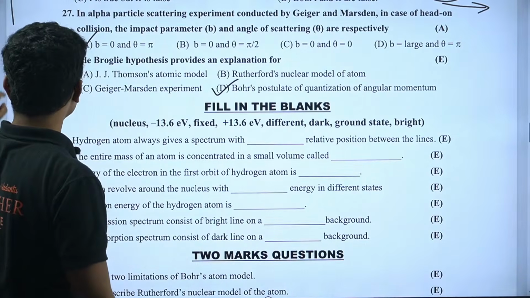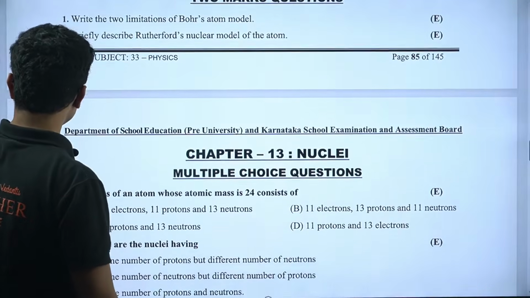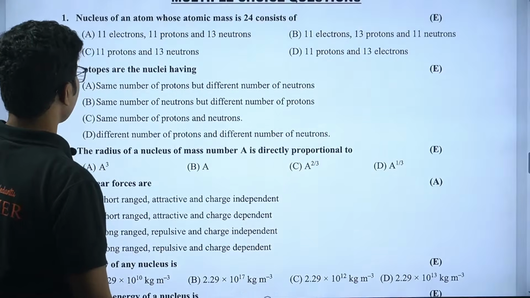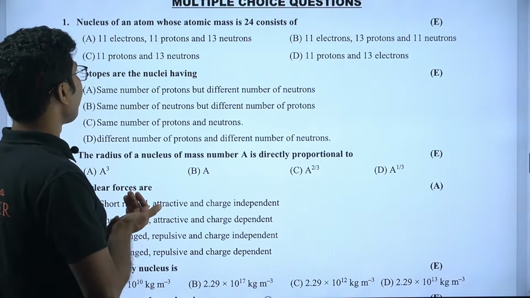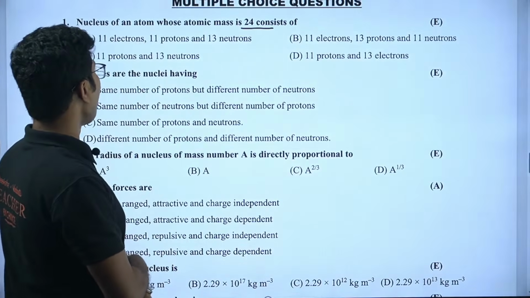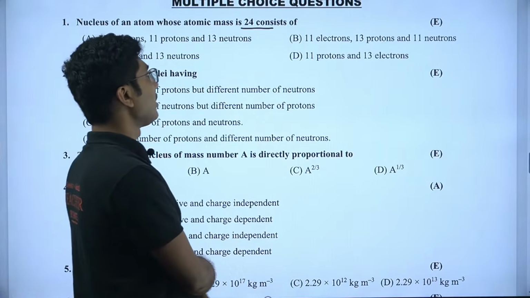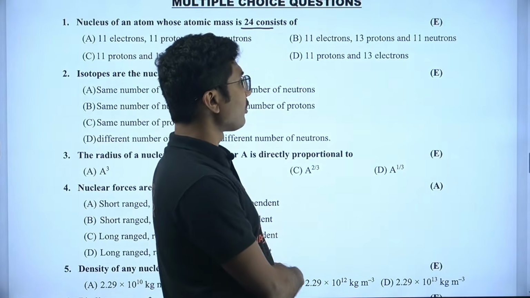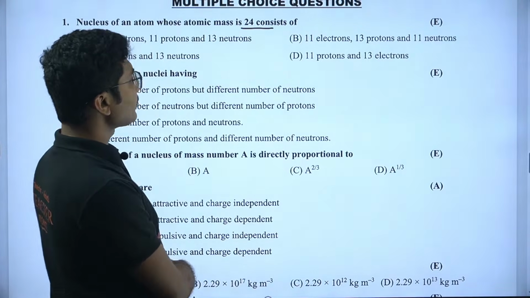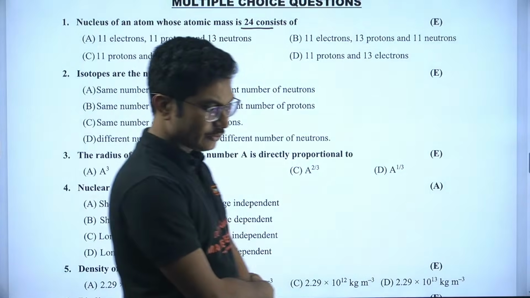We are not doing the fill in the blanks because they are not important from this chapter. We will straight away move to the chapter nuclei. Another 25 questions are there, so try to complete them quickly. The nucleus of an atom whose atomic mass is 24 consists of: 11 electrons, 11 protons and 13 neutrons; 11 electrons, 13 protons and 11 neutrons; 11 protons, 13 neutrons; or 11 protons, 13 electrons. Let's see who can answer this question.